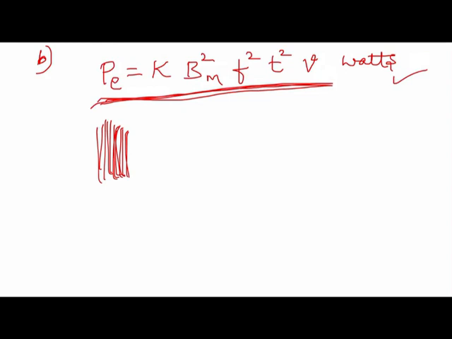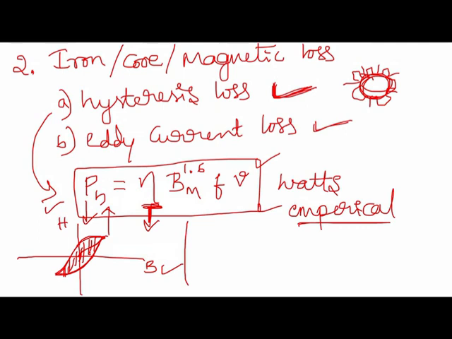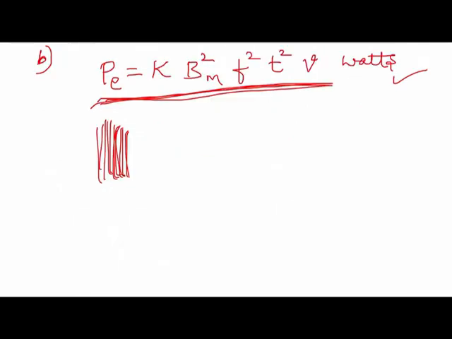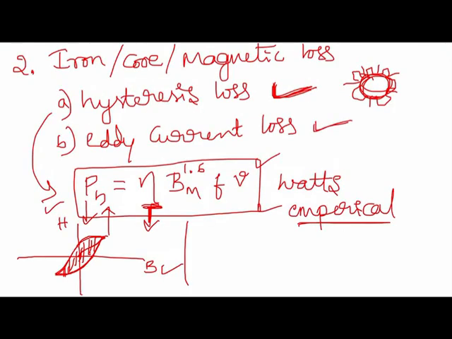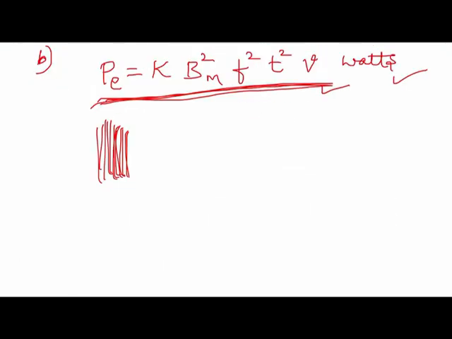These two losses, eddy current loss and hysteresis loss, will be almost the same for any DC machine. Once you design the DC machine, these losses come under constant losses. The last one we have is the mechanical losses.